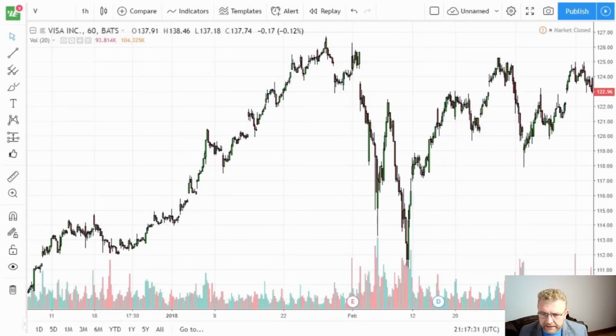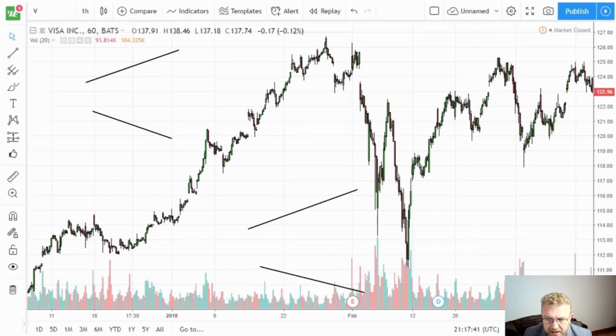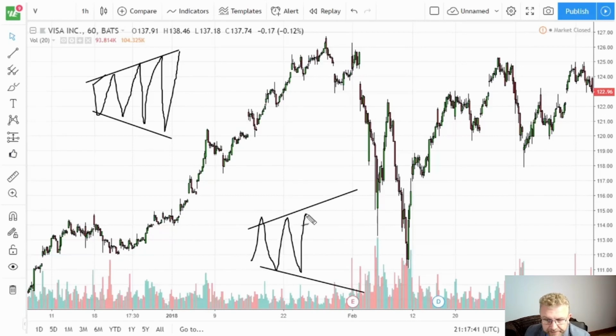Okay, so today we're going to be taking a look at how to trade broadening tops and bottoms. Okay. So a broadening top or bottom is simply the market broadening its range over time. So what I mean by this is that the price is just simply getting wilder and wilder and wilder, using a couple of trend lines that are getting wider and wider. Okay.